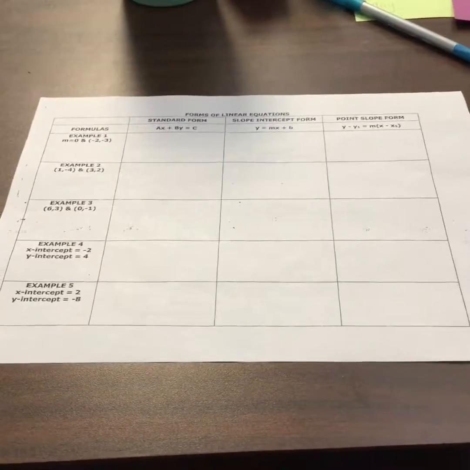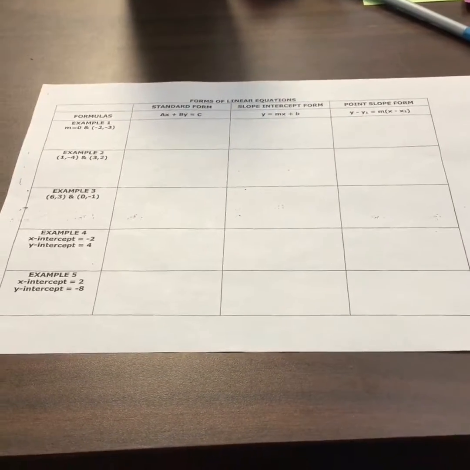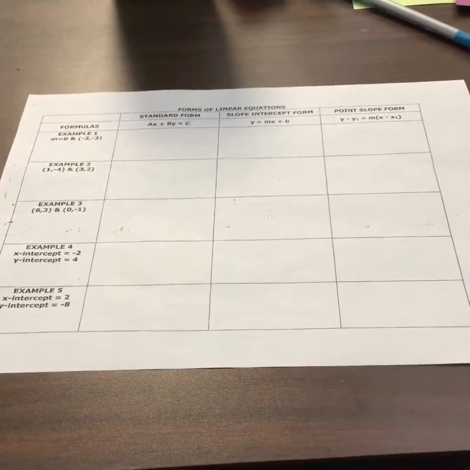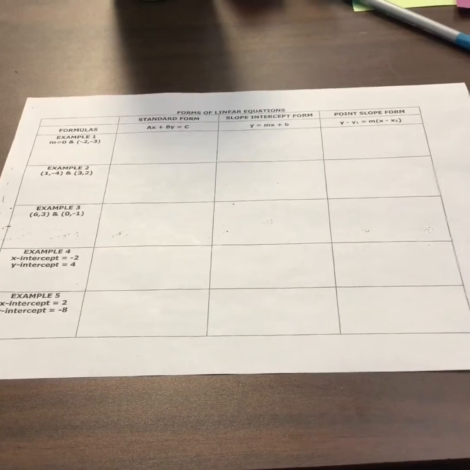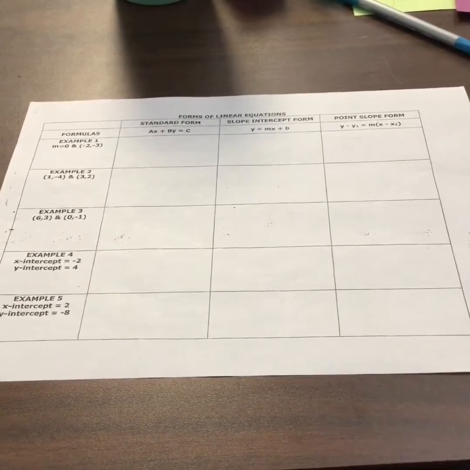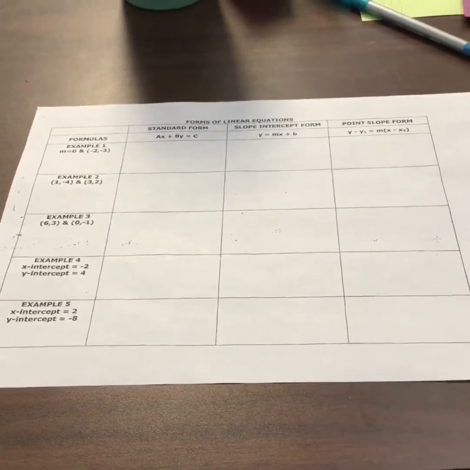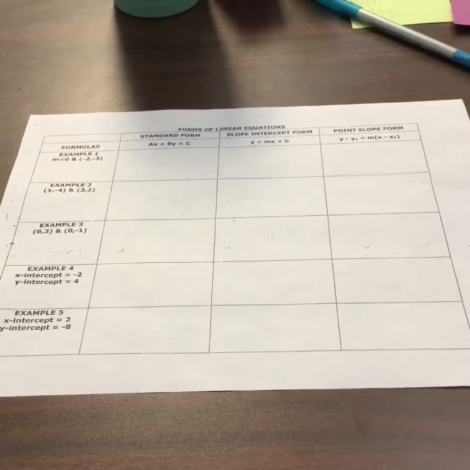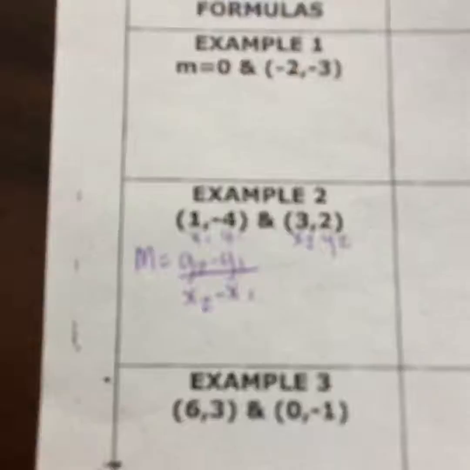Hello, this is Mrs. Taylor, and I'm going to walk you through one of the examples of filling in this table. So I'm going to be working on example 2. And remember in class I told you to start at the end, point slope form, and work back to the left. So to start with, I need to find my slope between the 2 points in example 2.